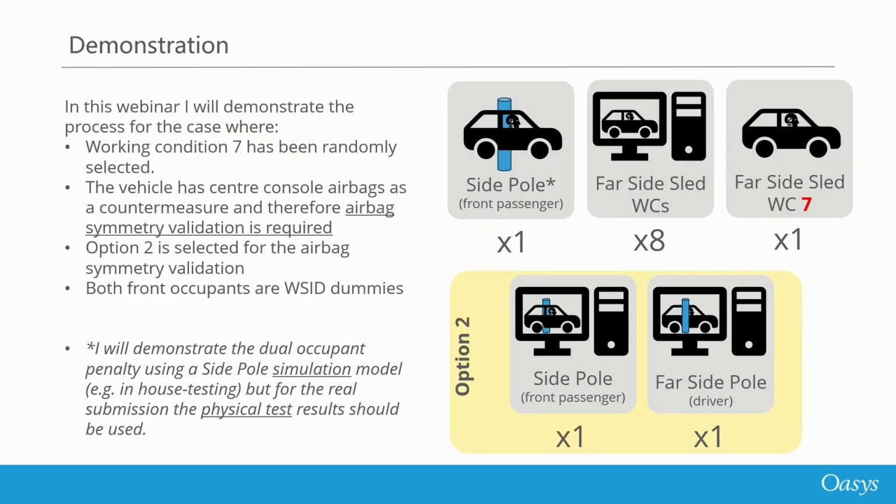So now I'm going to move on to some demonstrations to show you how to work through the whole process. In this demonstration, I'm going to assume that working condition 7 has been selected, that my vehicle does have center console airbags, and so airbag symmetry validation is required. I'm going to select option 2, which is the fully virtual approach for the airbag symmetry validation. I'm also going to be using vehicles where both occupants are World SID dummies. For the dual occupant penalty, I'll be using a side pole simulation model rather than a physical test, which would be used for your final results.